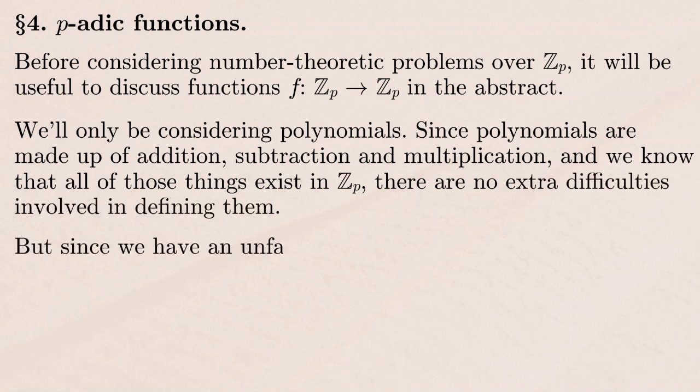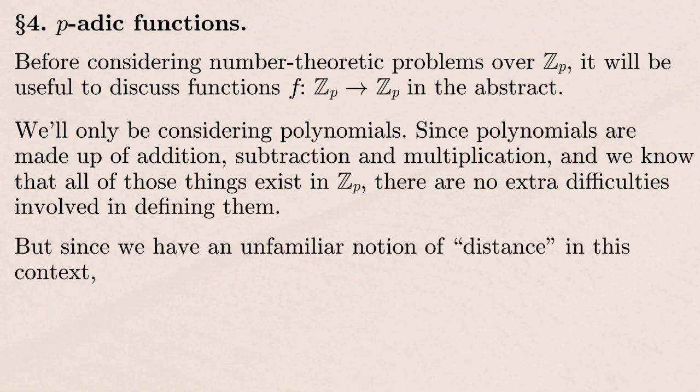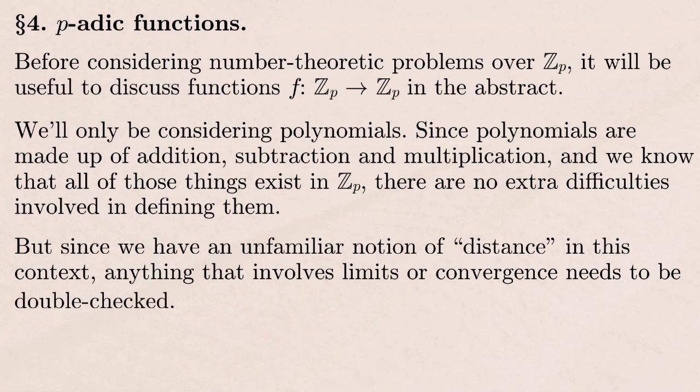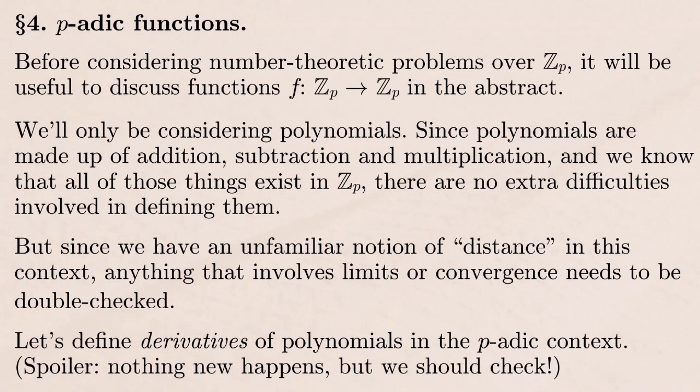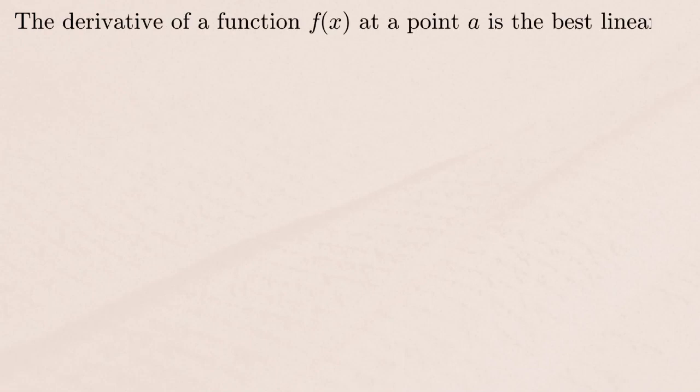But since we have an unfamiliar notion of distance in this context, anything that involves limits or convergence needs to be double-checked. So let's define what we mean by a derivative of a polynomial in the p-adic context. As a spoiler, nothing unexpected actually comes out of this, but it is healthy to check. Now, intuitively, we want to say that the derivative of a function f at a point a is the best linear approximation to f at a.